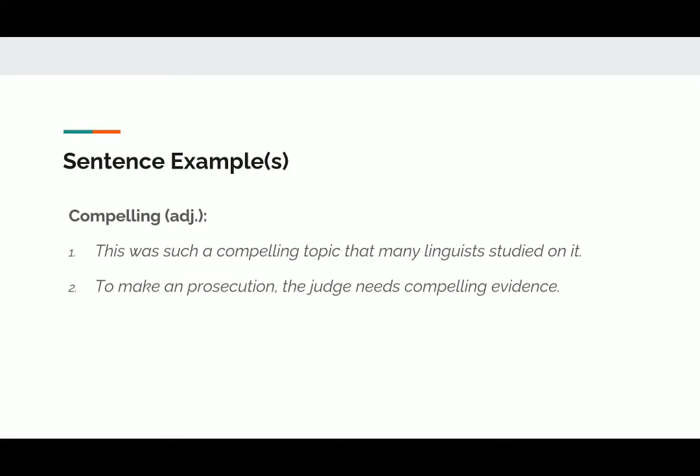The second sentence example is, to make a prosecution, the judge needs compelling evidence. So when you are saying something is very persuasive in your assignment, you can use something is very compelling instead.